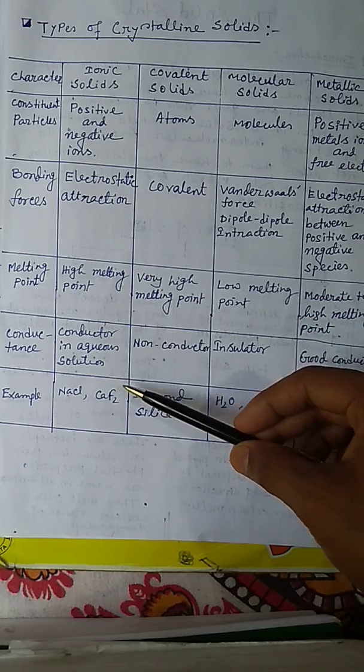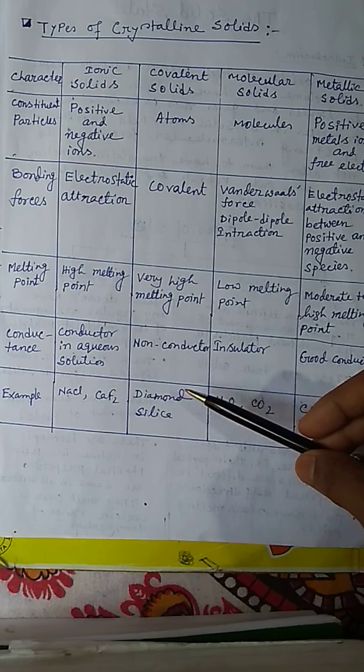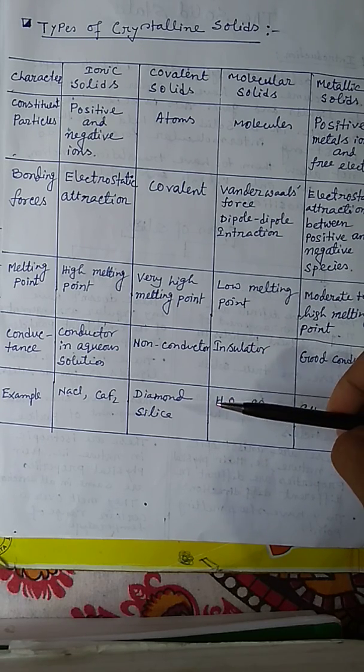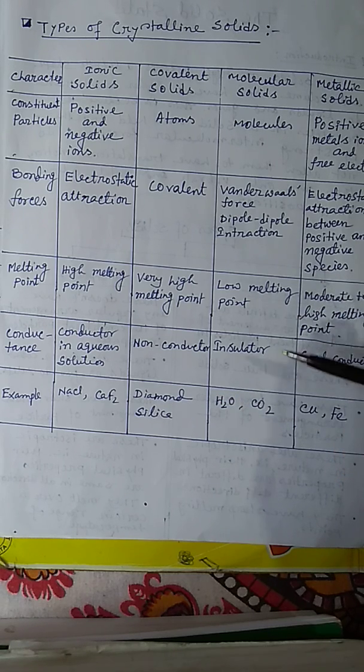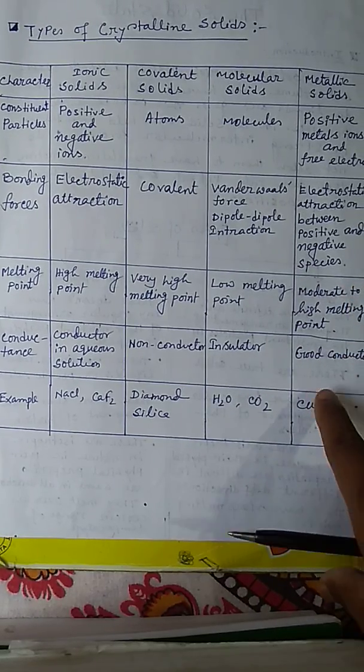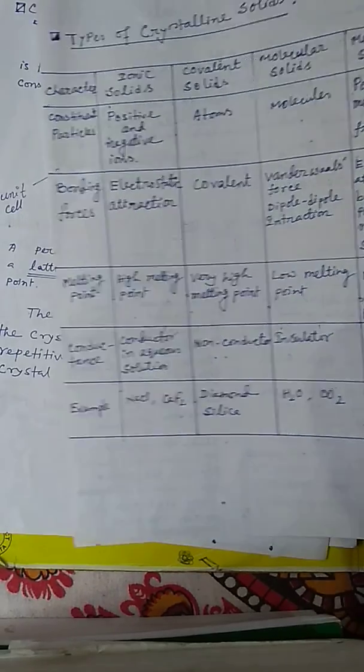And the last, examples. Example of ionic solid: NaCl. Example of covalent solid: diamond. Examples of molecular solid: water, solid ice, and dry ice, that is solid carbon dioxide. And examples of metallic solids: copper, iron.